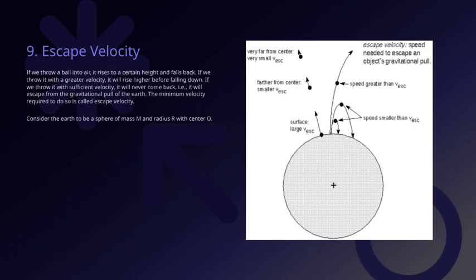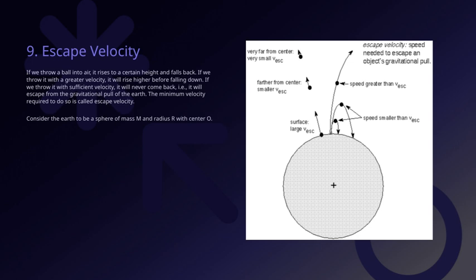Let's consider the Earth as a perfect sphere with mass m and radius r, with its center labeled as O now. Imagine throwing a ball straight up into the air. It will rise to a certain height and then fall back down, right? If we give it a little more velocity, it will go higher before coming back. But here's the interesting part.